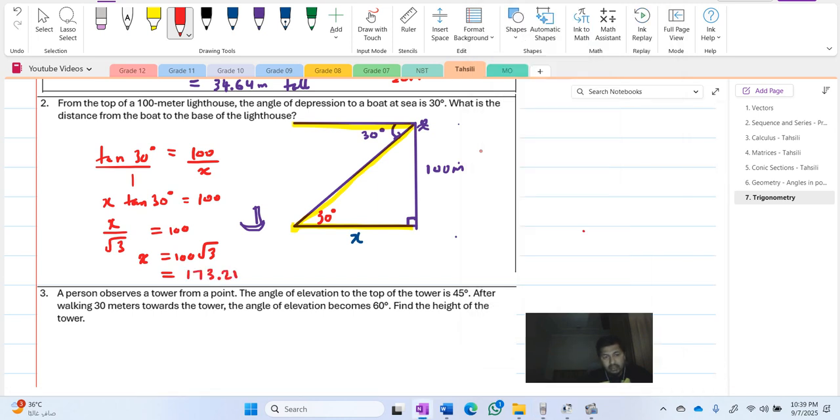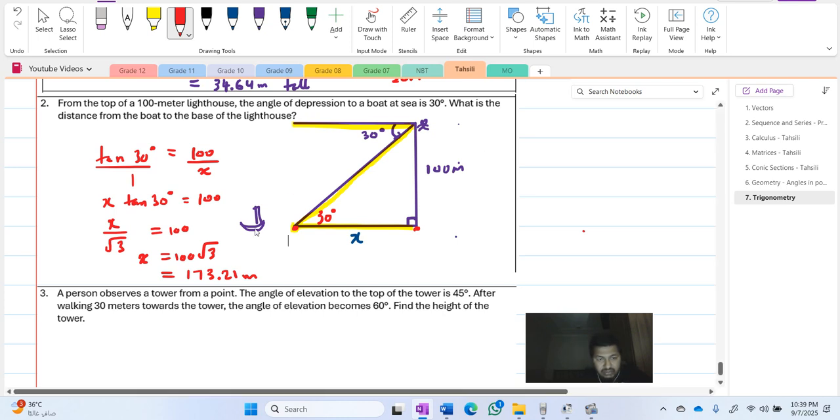173.21 meters. So that's the distance from the base of the lighthouse to the boat. Let's move the boat closer here. Right, that's where the boat is. Right, so I hope you guys understood that problem.